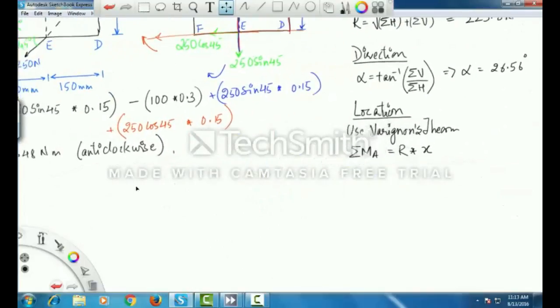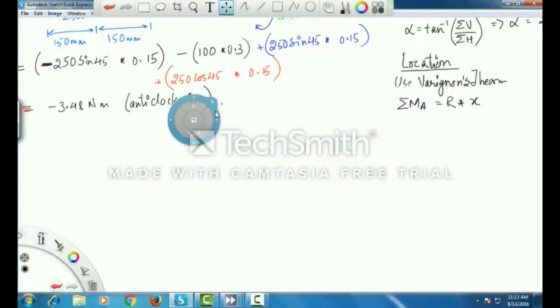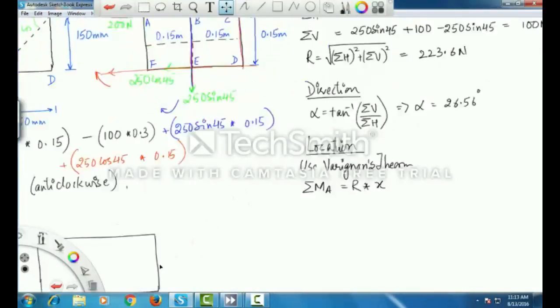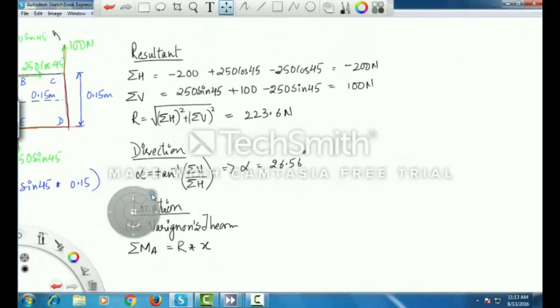Alright, so this is done. Now the next thing is, how do you find out the location? We have understood how to find this thing. The question says we need to find the location and where it intersects with the edges. So approximately draw a diagram. Now, how does your resultant lie? Your resultant is something like this.